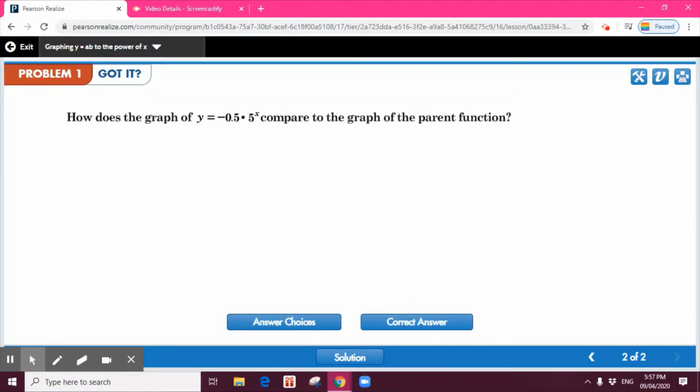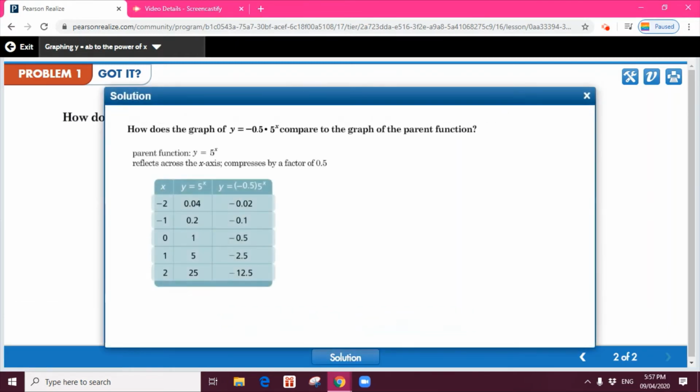Get it number 1. Question. How does the graph of y equals negative 0.5 times 5 to the x power compare to the graph of the parent function? Our parent function is y equals 5 to the x power. Again, for the values of x, we will use negative 2, negative 1, 0, 1, and 2.